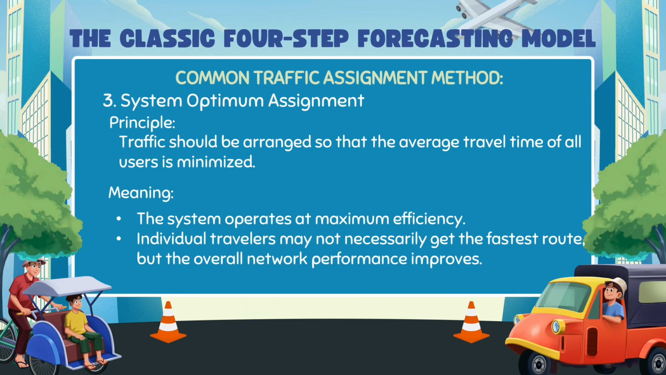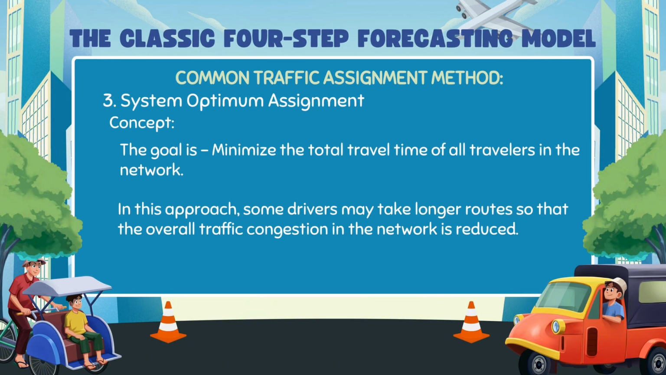So what is the principle of system optimum assignment? It states that traffic should be arranged so that the average travel time of all users is minimized. So what does this actually mean? The system operates at maximum efficiency. Individual travelers may not necessarily get the fastest route, but the overall network performance improves. So the concept behind the system optimum is that it minimizes the total travel time of all travelers in the network. In this approach, some drivers may take longer routes so that the overall traffic congestion in the network is reduced.